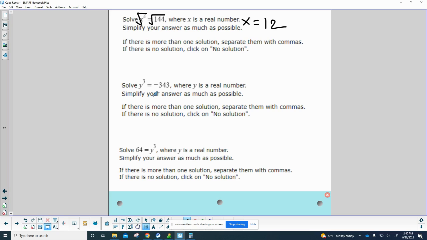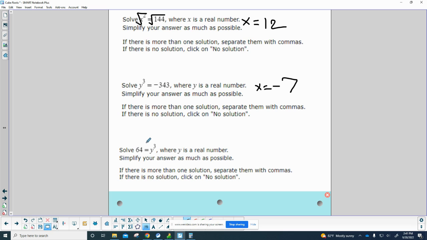Okay, how about the cube root of 343? If I want to do the cube root of 343, I have to put the number 3 on my calculator, second, up arrow, 343. Or if it was negative 343, my answer is negative 7. And so you get the idea.